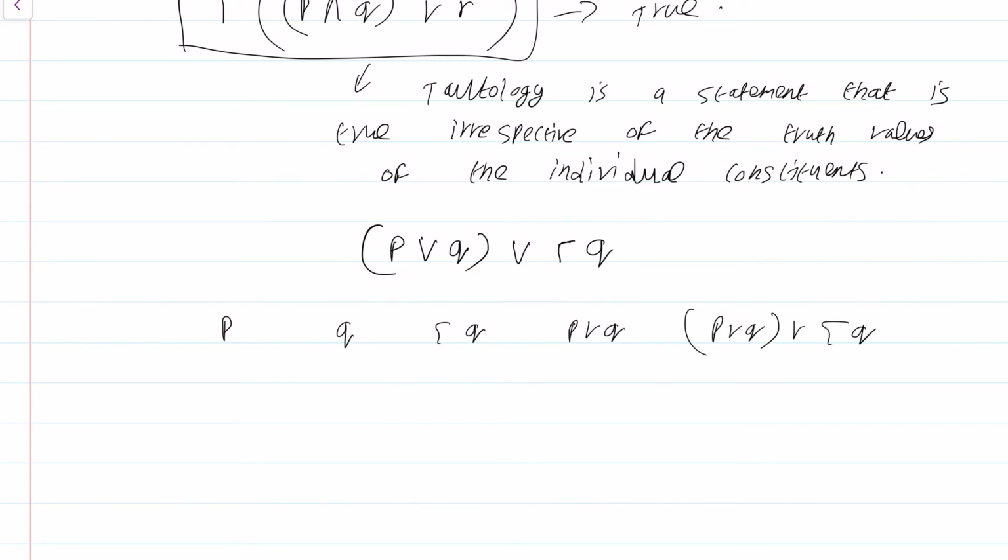True, true, false, false. True, false, false, true, false, false. So in the first two columns, I have enumerated all the possible combinations of truth values that are possible for P and Q. Now I can compute what negation Q is. If Q is true, negation Q is false. P or Q is true here, true here, true here, false here. Now P or Q or negation Q is true, true, true, true. So irrespective of how you assign the truth values to P and Q, you will always get, for P or Q or negation Q, the value true. Such a thing is called a tautology.